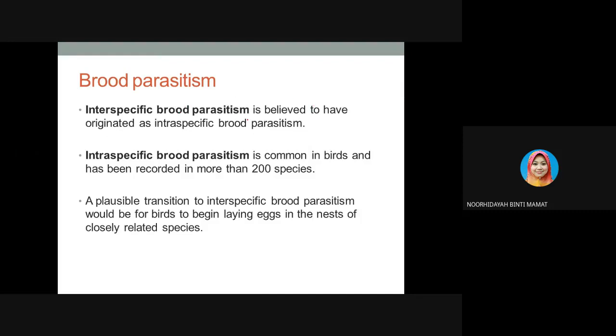Interspecific group parasitism is believed to have originated as intraspecific group parasitism. Intraspecific group parasitism is common in birds and has been recorded in more than 200 species. It seems common when birds lay their eggs in the nest of other birds. So a plausible transition to interspecific group parasitism would be for the birds to begin laying eggs in the nest of closely related species.